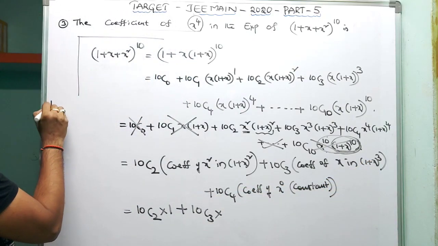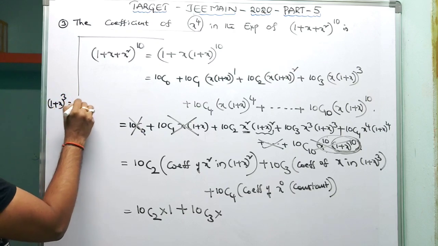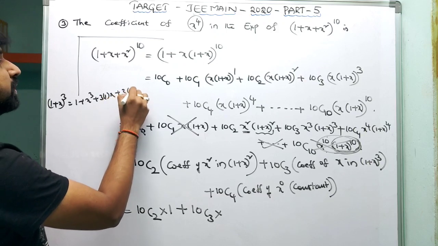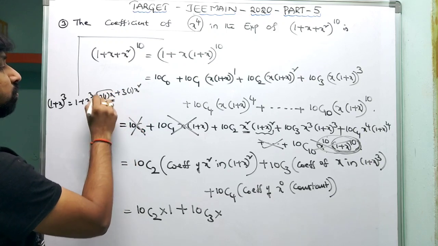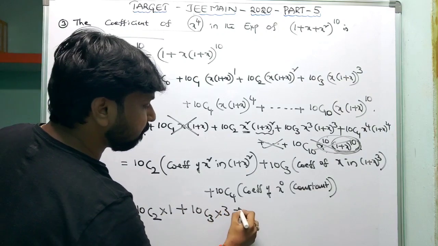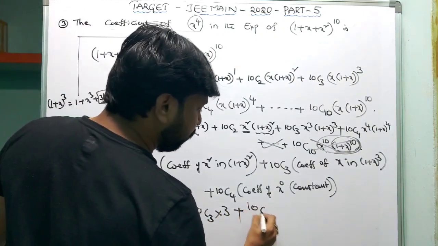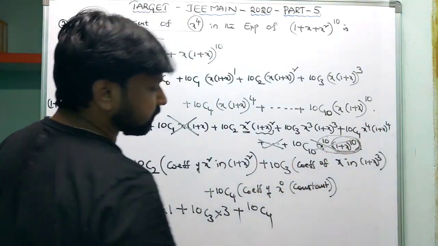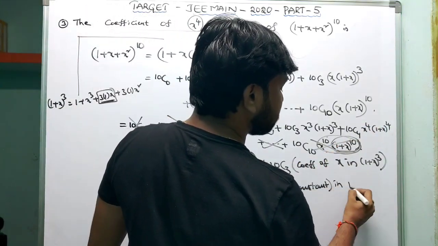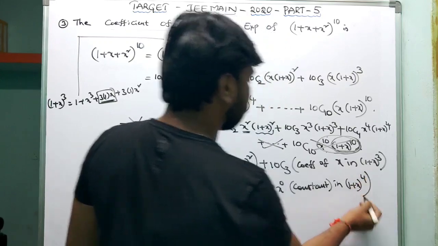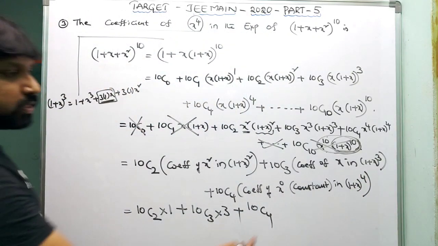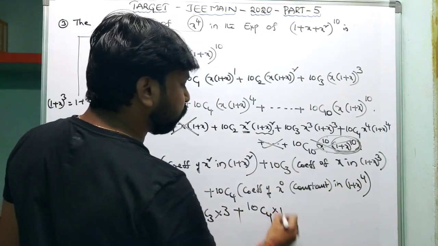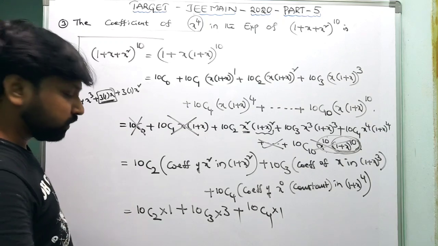(a + b)³ is nothing but a³ + b³ + 3a²b + 3ab². So the coefficient of x is nothing but how much? 3. So 3, plus 10C4 into the coefficient of x^0 in the expansion of which expansion? (1 + x)^4. So in (1 + x)^4, obviously 1 is the constant here, so into 1 will be there. Then let us simplify this one, then you will get the answer.